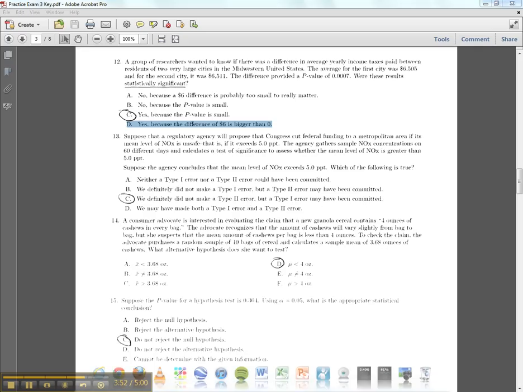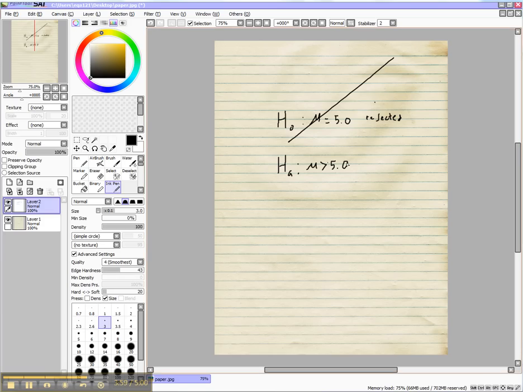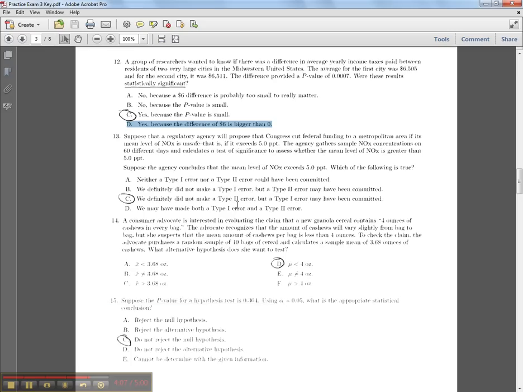Again, because in a type 1 error, we reject the null hypothesis. And in this particular situation, we did reject the null hypothesis. But the null hypothesis could have been true. That's why it might be a type 1 error. And D says we may have made both a type 1 and type 2 error. D is not true, because in this particular situation, there's only one error that you could possibly have made.